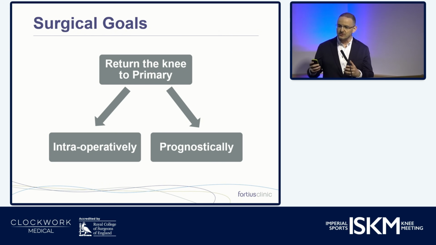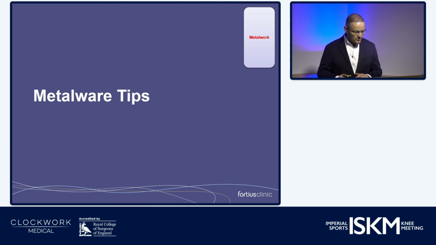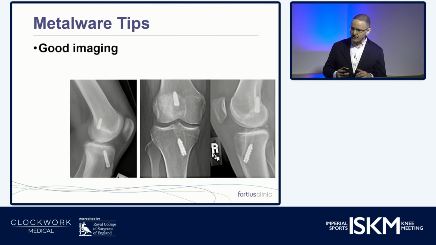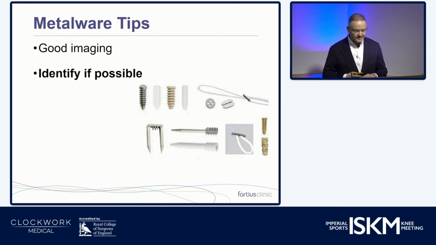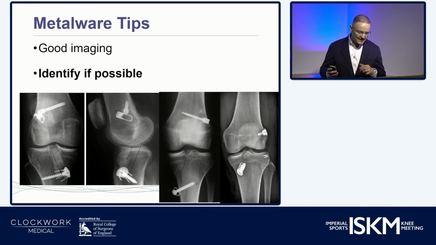So let's talk about a few of those skills that we've already touched upon. First of all, metalware tips. Good imaging is critical and good radiographs are absolutely essential. Of course, these patients all have MRIs, and CT has a role in assessing for bone loss and tunnel dilation. It's always advisable to identify the metalwork if possible. Previous bioabsorbable metalwork or PEEK can often be drilled through if not removed. But with metalware, it helps if we understand what's been used in the past, as that helps in managing it.